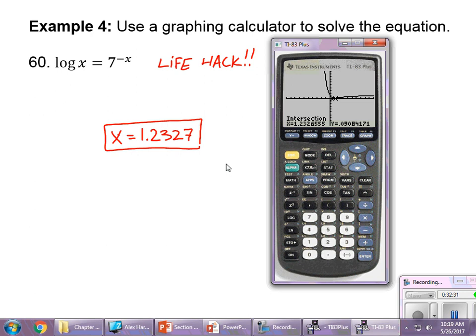Again, perfect instance where the only way we can solve that problem is by using the technology to help us out. And I really think that's an important lesson to learn. Sometimes we get so hung up on pencil and paper. It's important, don't get me wrong, but it's easy to get hung up on that when technology can really help us out here.